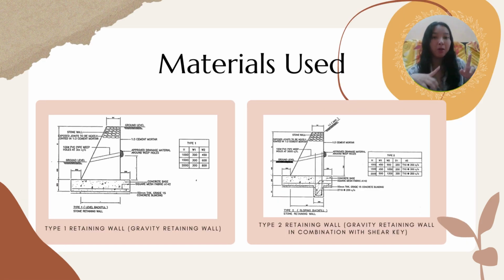For this next part, I want to talk about the types of gravity retaining walls that are constructed for this project. There are two types of gravity retaining walls in this project. Type 1 is just a normal retaining wall without any shear key. Type 2 is a retaining wall in combination with a shear key. Here I have attached two drawings that I screenshot from the tender drawings, stating all the materials used for each of the retaining structures.